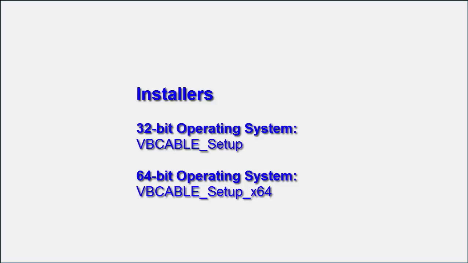Now that you know your operating system type, you can run the appropriate installer. For 32-bit operating systems, the installer file is called vbcable_setup. For 64-bit operating systems, the installer file is called vbcable_setup_x64. In both cases, you must right-click on the installer and choose Run as Administrator.